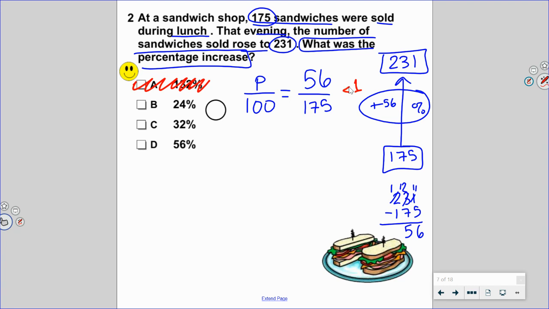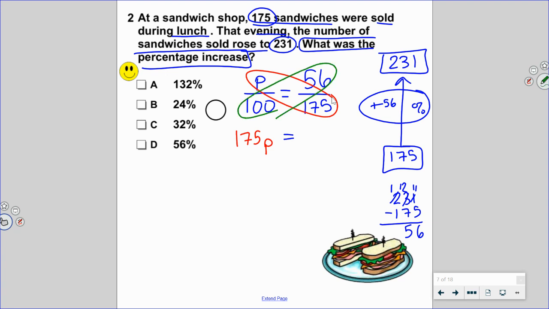So let's find out. I don't see anything, a kind of scale factor that we could change 175 to 100. So let's go into our cross products. First thing I'll do, 175 times some number p. The other cross product would be 56 times some number 100. Now, I don't know what 175 times p is. After all, that's an unknown amount. But I know 56 times 100 moves the decimal point twice to make 56 hundredths, or 5,600.